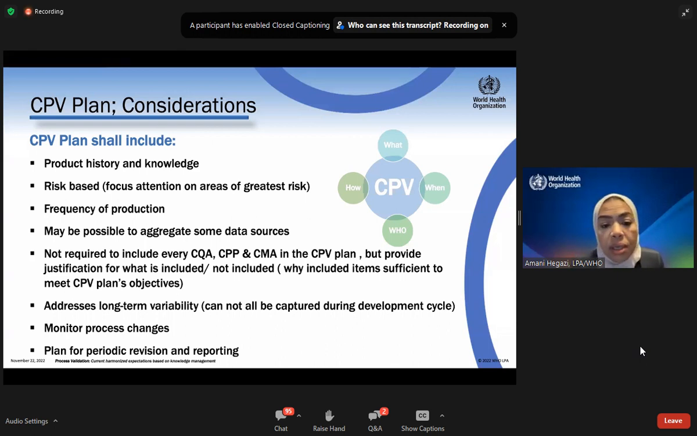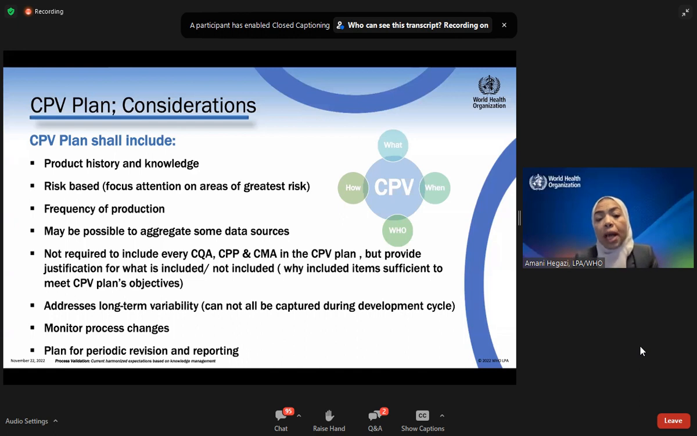It may be possible to aggregate some data sources, and in this plan, it's not required to include every critical quality attribute, every critical process parameter, every critical material attribute in the continuous verification plan. But it should provide a justification of what to be included, what to be not included based on the risk and based on the obtained knowledge.